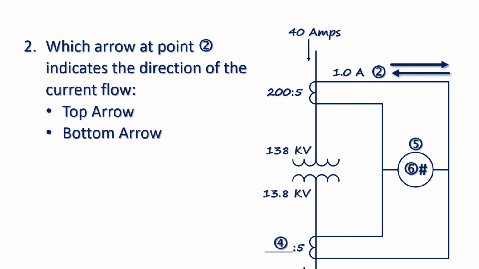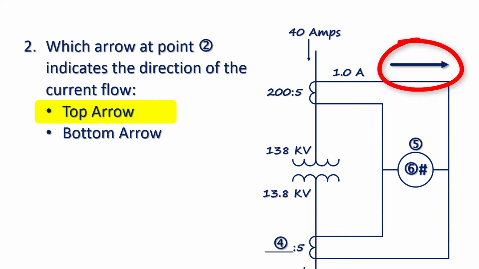So which arrow at point number 2 indicates the direction of the current flow? Top arrow or bottom arrow? Top arrow.